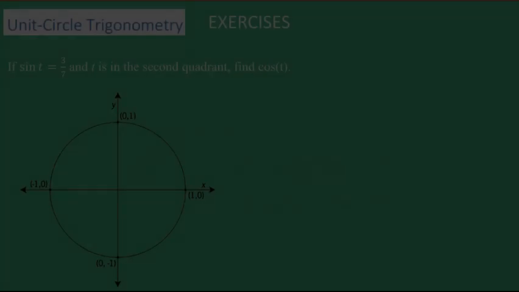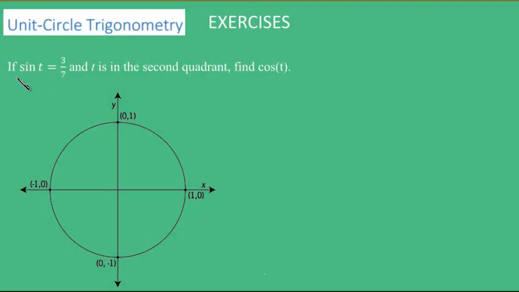Okay. We now look at this exercise. If the sine of some angle T is 3/7 and T is in the second quadrant, find the cosine of that angle. So let's first visualize this. So this is going to be the point xy, some xy, where y is 3/7. Remember, the coordinates on the unit circle give us the sine and cosine of this angle. So this is what we know. We know that this y coordinate is 3/7. We need to find x.